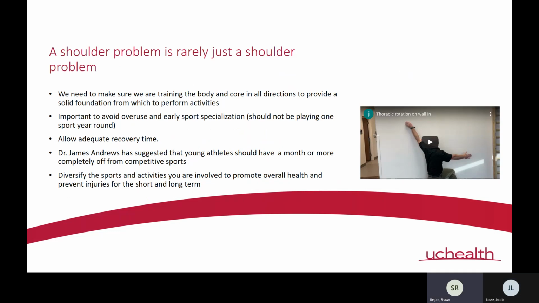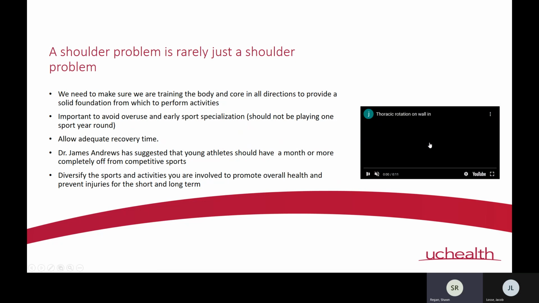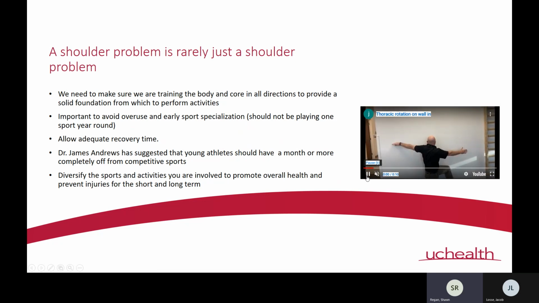A shoulder problem is rarely just a shoulder problem. So, when somebody comes in with a shoulder issue, we're looking at neck, we're looking at thoracic spine, which is the mid-back, where we need to have mobility. We're looking at their core. We're looking at basically everything that's going on to figure out where the actual symptom is coming from.